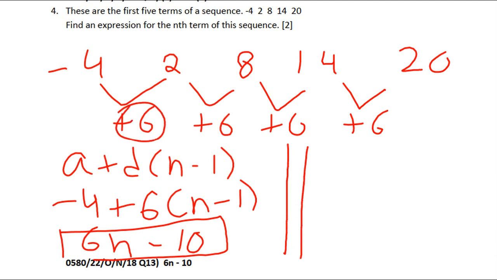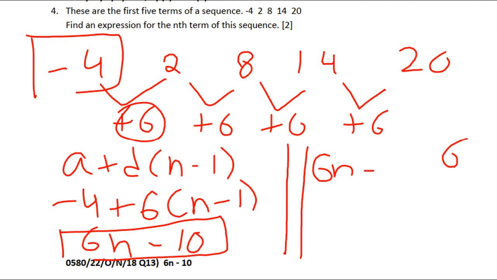How to do this directly? Directly write 6n. Now when I substitute n equals 1, my first term is 6, but the actual first term is minus 4. So I need to subtract 10 from this to get minus 4. So this is how you get to the answer directly.